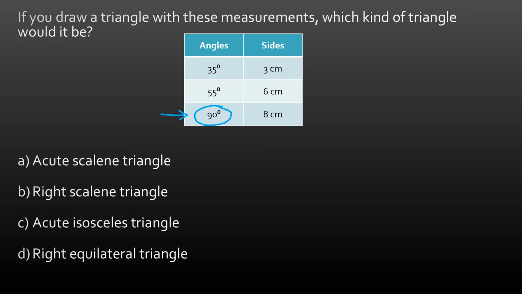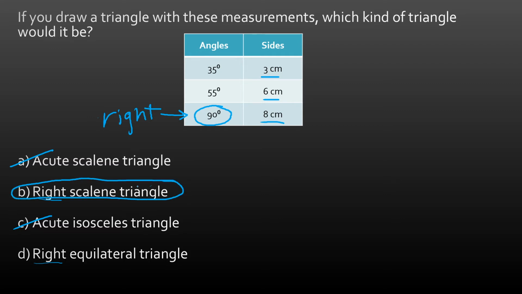And the reason why this 90 degrees is sticking out is because that is a right angle, which means I'm looking at one of these right type of triangles, so I know it's not going to be acute. Okay. The next part we need to look at is our side lengths. And if I look, all of my side lengths are different. None of them are the same. So since all of my side lengths are different, that means I'm going to have a scalene triangle.